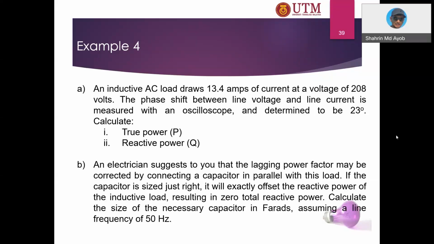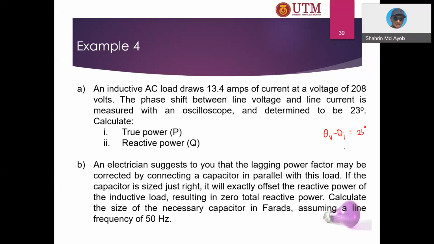Okay, right now let's look at example 4. So this is actually the last example for our topic. An inductive AC load draws a current of 13.4 amperes and a voltage of 208 volts. The phase shift between line voltage and line current is measured with an oscilloscope, and it is 23 degrees. So meaning that theta V minus theta I is 23 degrees.